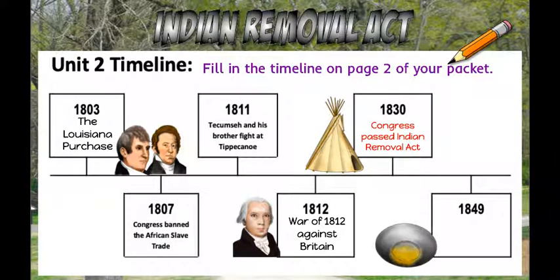Please fill in your timeline on page 2 of your packet. For some of you, you may need to pause it here and fill in 1803 and 1812 as well. 1830 is the one written in red today. That's the new one. 1830 is when Congress passed the Indian Removal Act.